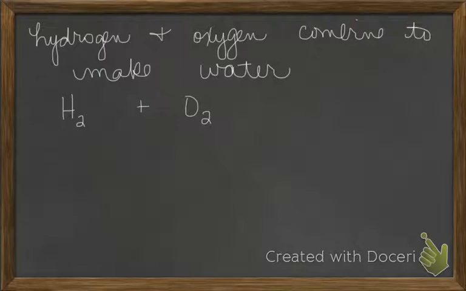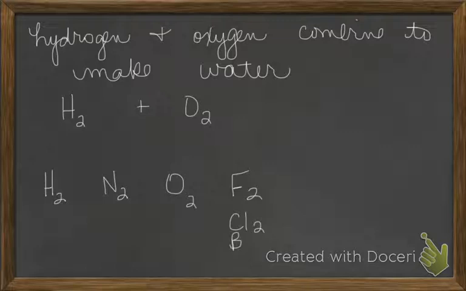Those 7 elements are hydrogen, nitrogen, oxygen, fluorine, chlorine, bromine, and iodine. And now if you look at how I wrote them just there, I wrote them crazy.